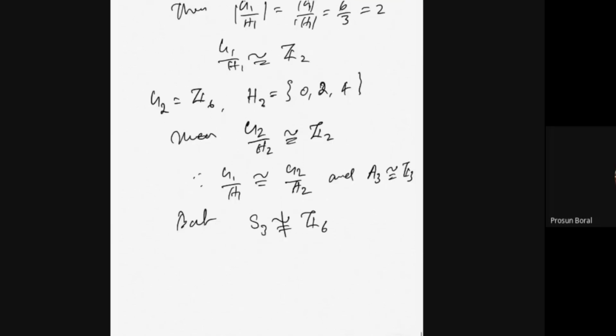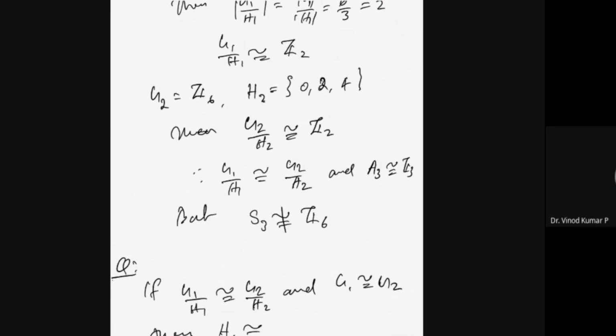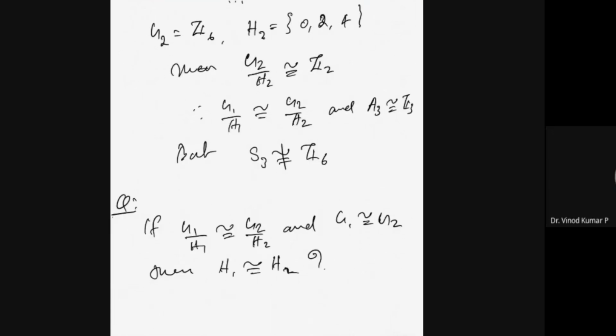Yeah. So of course, somebody has asked a very good question. If G1 and G2 are isomorphic, then is it the case that H1 and H2 are isomorphic? So the question is basically: if G1 by H1 is isomorphic to G2 by H2 and G1 is isomorphic to G2, then is H1 isomorphic to H2? That is the question he posed. It's a very good question.